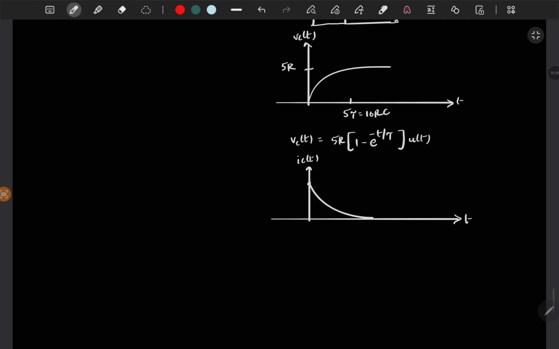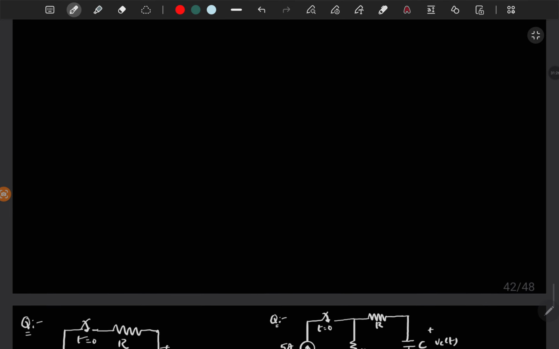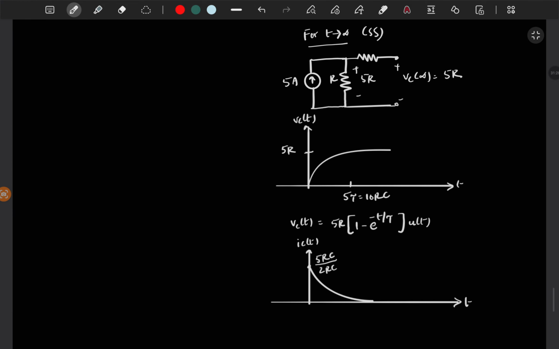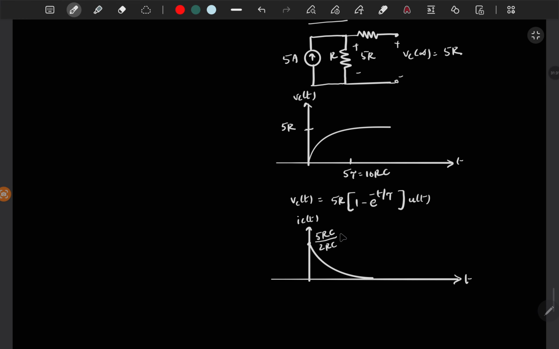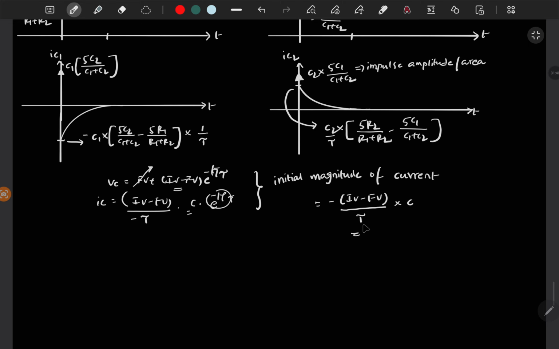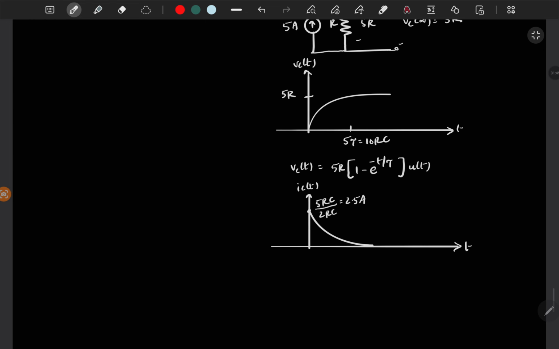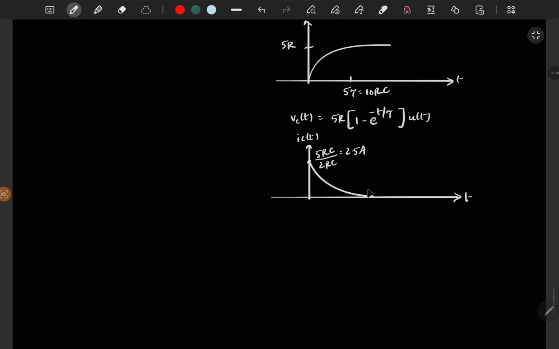So final value minus initial value is 5R into c by time constant, which is 2RC, which is 2.5 amps. So I'm just trying to derive from this formula just to confirm, because we have already got initial current of 2.5 amps, right? So this is correct. So it is going from 2.5 amps to 0.